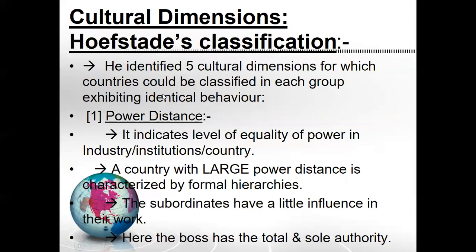Then, one example I have taken is a very famous cultural theory, Hofstede's theory of 5 dimensions. So let's understand this theory. These are the 5 dimensions of Hofstede's cultural theory. One is power distance, that is the equality of power in an industry, an institution, or a country. In a country with large power distance and hierarchies, subordinates have little influence at work. The boss has total and sole authority. So power indicates authority, and here the boss has the ultimate authority.